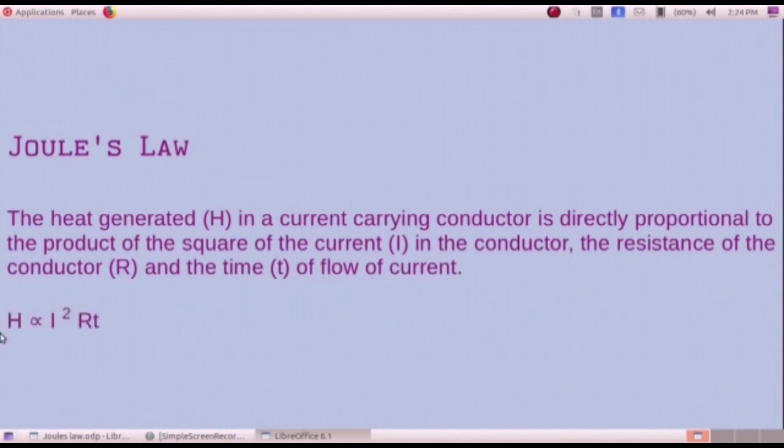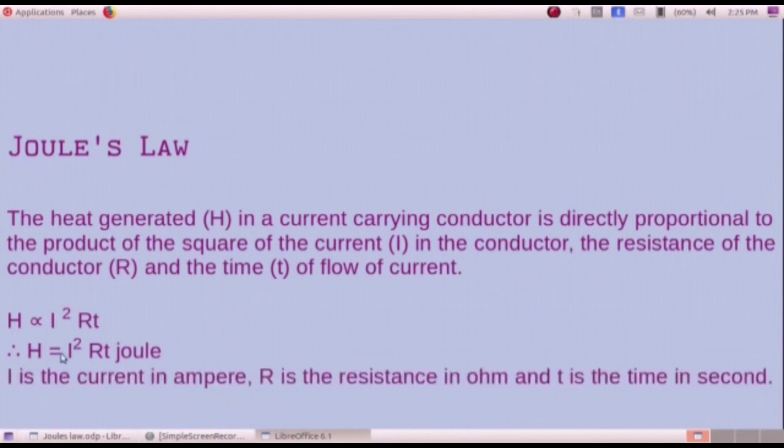H, heat energy, is directly proportional to the product of the square of current, the resistance of the conductor, and time t of flow of current. The proportionality sign is converted as is equal to, that is H is equal to I square R T, and the unit of heat energy is Joule.